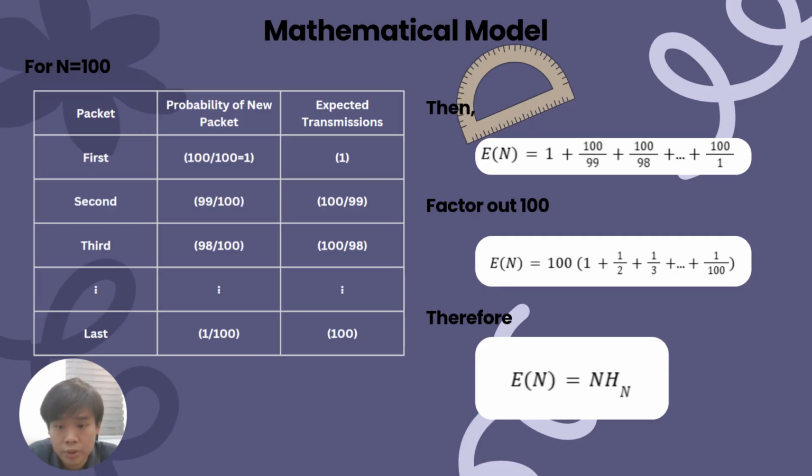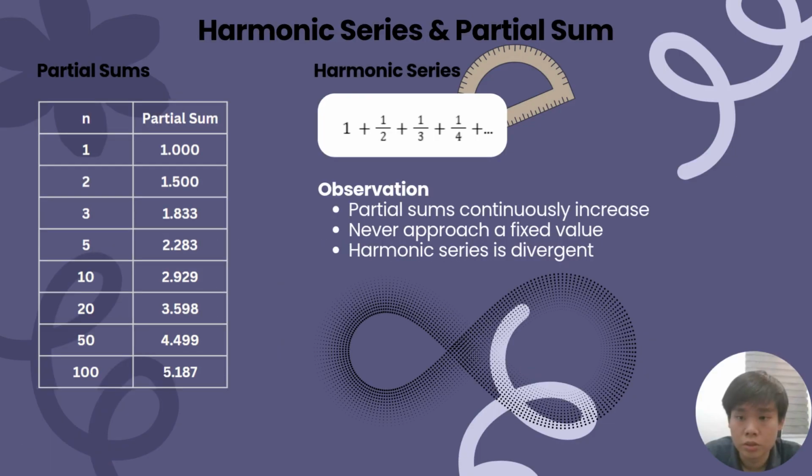This process continues until the final missing packet, where the probability is only 1 over 100, requiring 100 transmissions on average. So by summing all these expectations, we obtain the formula E(n) equals n times H(n), where H is the harmonic number. The expected value is based on the harmonic series, which is formed by adding the reciprocals of positive integers. And here we calculate several partial sums.